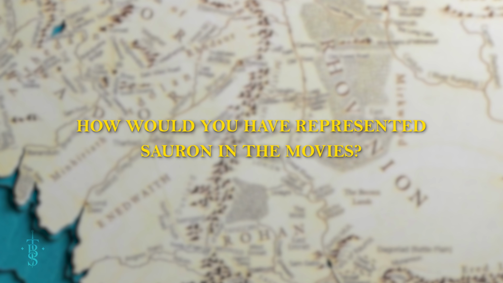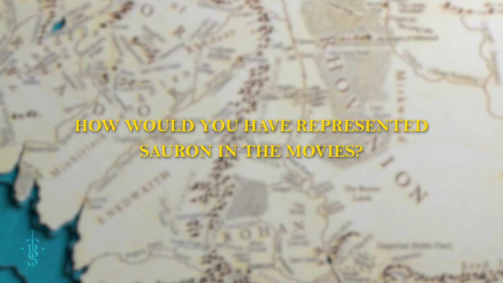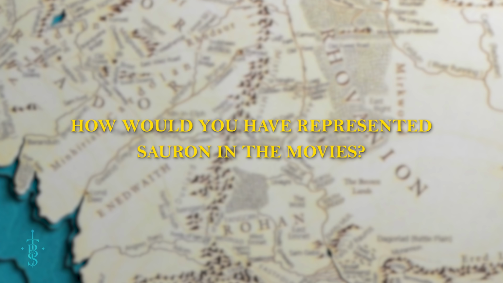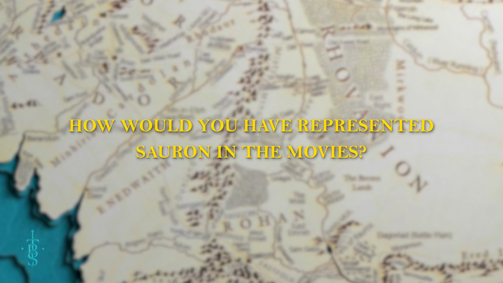Now let's say for example that you went with the Peter Jackson approach of he doesn't actually have a body as such. How would you have done it instead? Or would you have just given him a body in the movies? Let me know that as well.